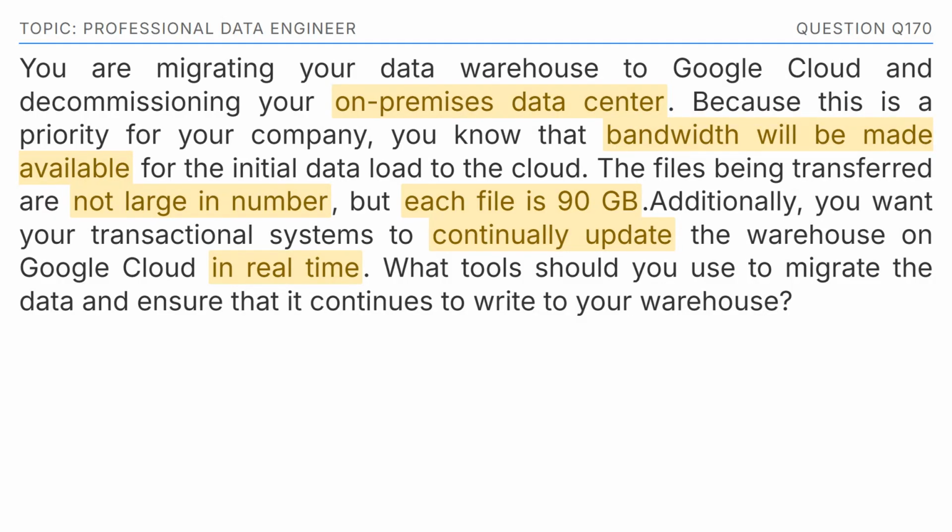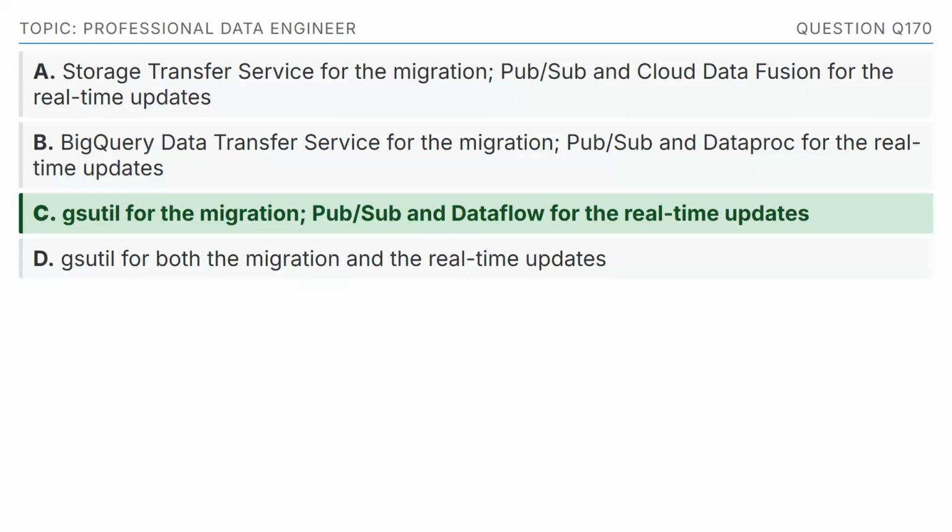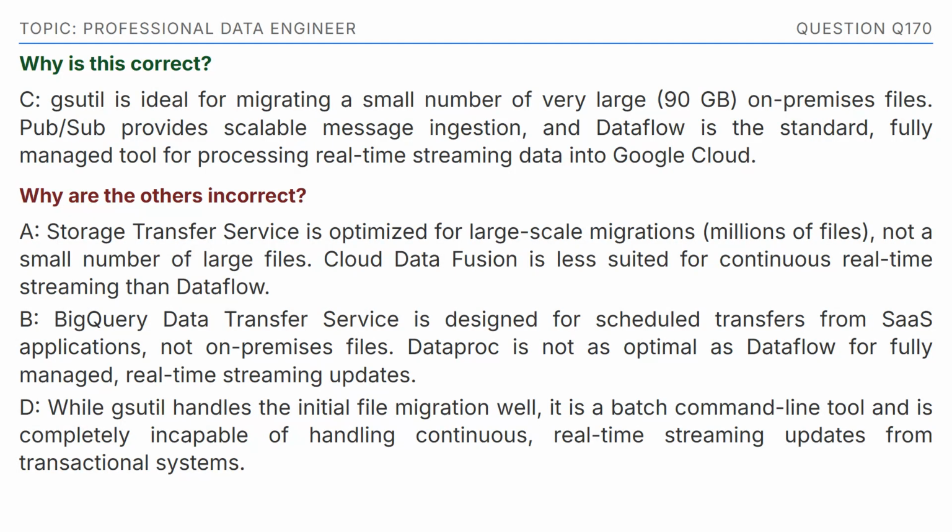To arrive at the correct answer, we focus on the keywords. On-premises data center, bandwidth will be made available, not large in number, each file is 90 gigabytes, continually update, in real time. The correct answer is option C, SUDL for the migration, pub/sub and Dataflow for the real-time updates. Why is this correct? C.